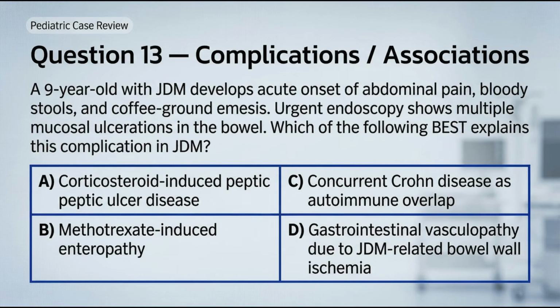A 9-year-old with juvenile dermatomyositis develops acute onset abdominal pain, bloody stools, and coffee ground vomiting. Urgent endoscopy shows multiple mucosal ulcerations in the bowel. Which of the following best explains this complication in juvenile dermatomyositis? Option A, corticosteroid-induced peptic ulcer disease. Option B, methotrexate-induced enteropathy. Option C, concurrent Crohn disease as autoimmune overlap. Option D, gastrointestinal vasculopathy due to juvenile dermatomyositis-related bowel wall ischemia.